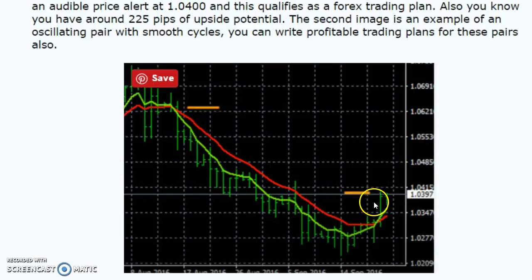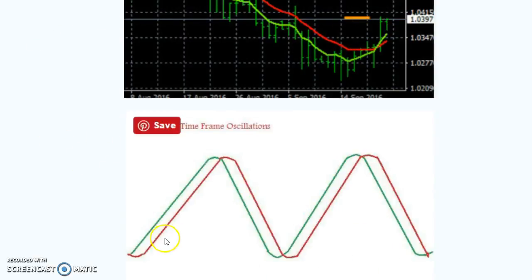So you're looking for pairs that are trending, and you're also looking for pairs that are cycling. You can have pairs that are cycling. This is the H4 time frame. This is just an illustration. This is not an actual chart.